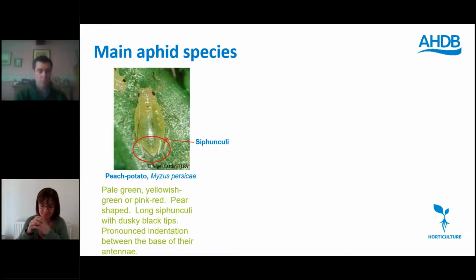so they can cause distortion and prevent the plant from growing properly. Peach potato aphid is resistant to some insecticides, and it does tend to infest a number of ornamental plants. So for example, fuchsia, impatiens, petunia, viola and primula. Peach potato aphid can be found on all of those.